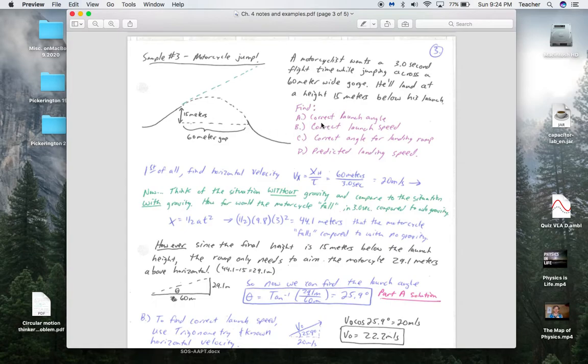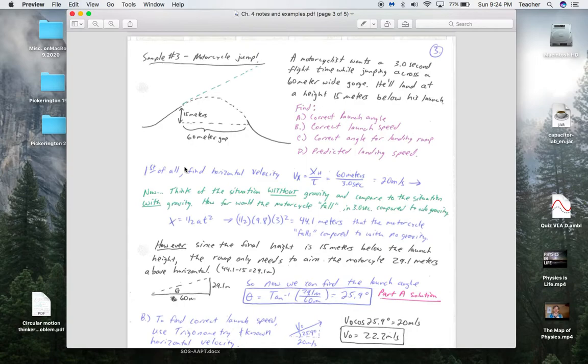So we want to find the correct angle of launch, that's here, the correct launch speed, the correct angle for the landing ramp, and the predicted landing speed. That's a lot of stuff for basically only knowing that this is 60 meters across and this is 15 meters lower than this side. So it seems like we don't have nearly enough information for what we want to do.